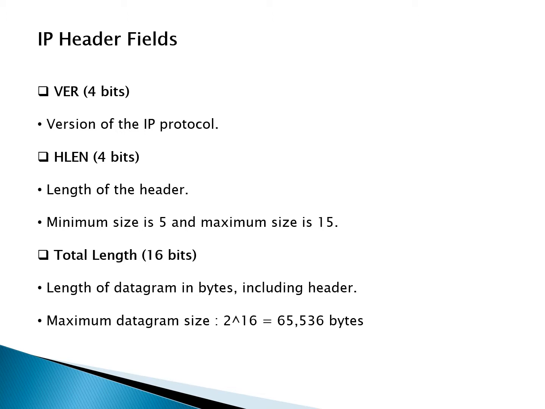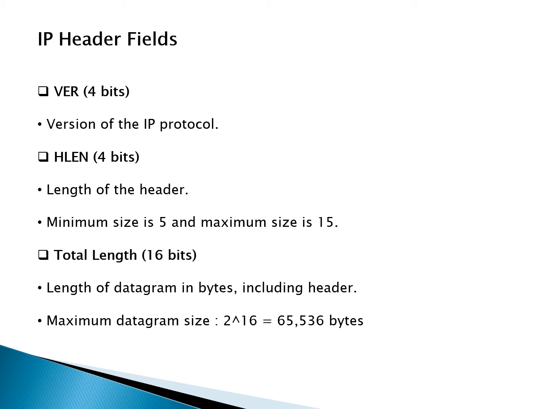Let us see the different fields one by one. The first field is the version field, which indicates which version of IP is being used, either IP version 4 or IP version 6. It is 4 bits long. Typically, IP version 4 is used, but at some places IP version 6 is also used.